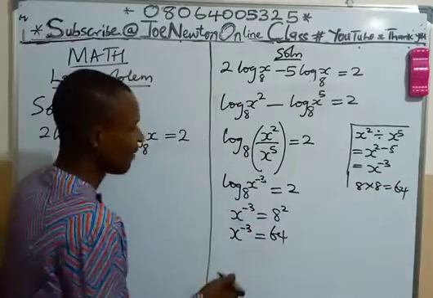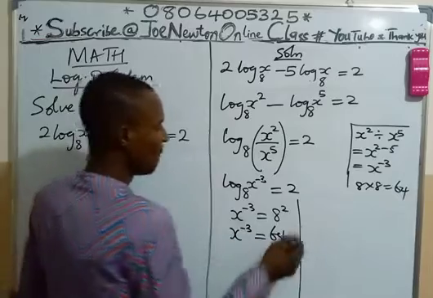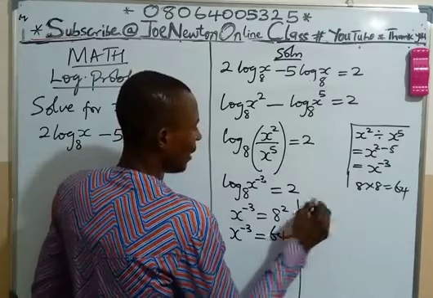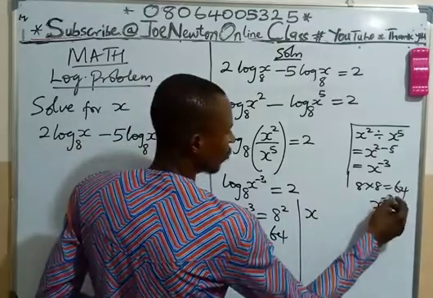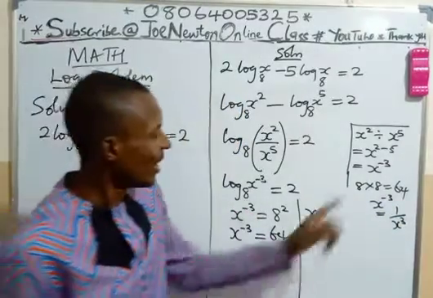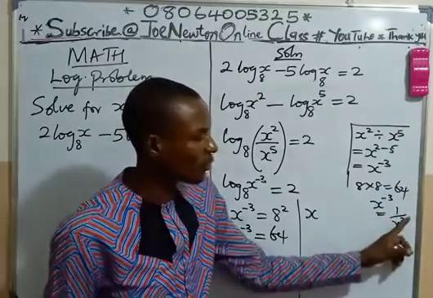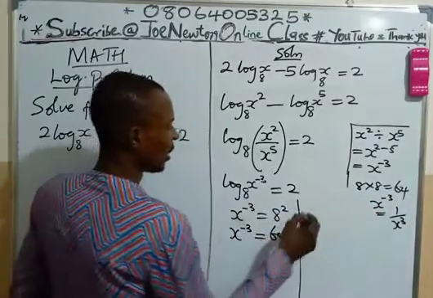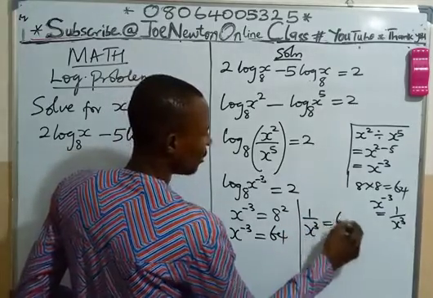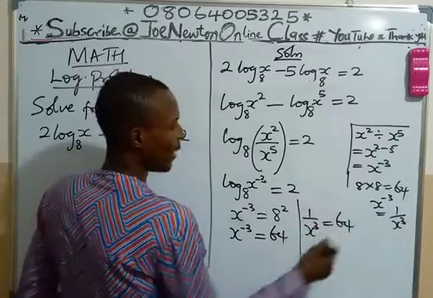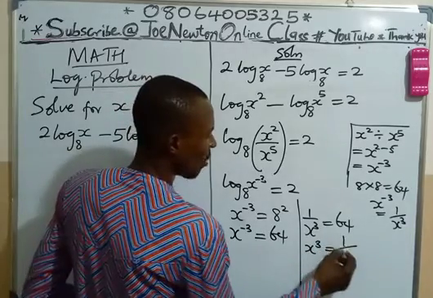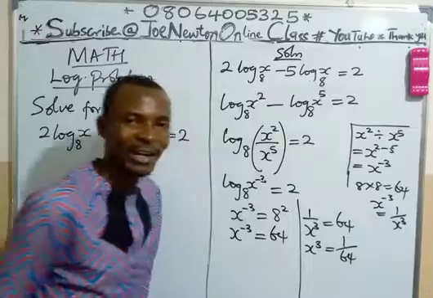Then the next thing we have here is simple. Remember that x power minus 3 is the same thing as 1 over x power 3, according to the law of indices. So when we apply it here, 1 over x to power 3 will give us 64. So when you cross multiply, you will have that x power 3 is equal to 1 over what? 64. That's what we are left with.